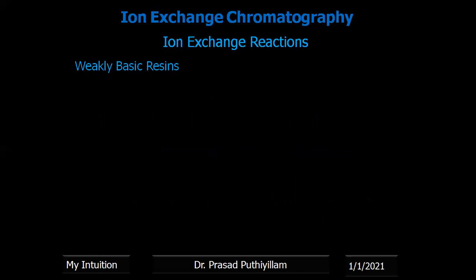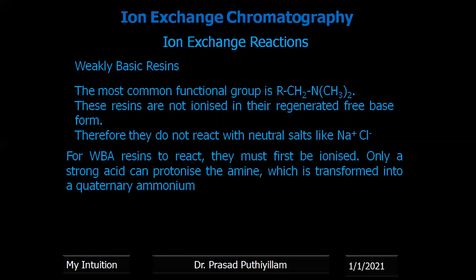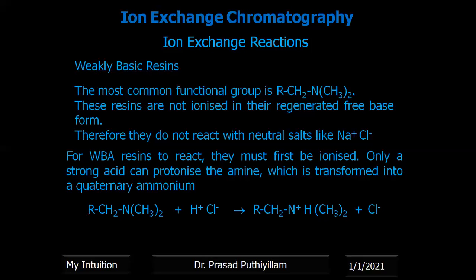Now, weakly basic resin. The most common functional group is the RCH2N(CH3)2 dimethylamine functional group, and these are not in ionized form in the regenerated free base form. Therefore, they do not react with neutral salts like Na+ and Cl-. For a weakly basic anion exchange resin to react, it must first be ionized. Only a strong acid can protonate the amine, transforming it into a quaternary ammonium form, that is RCH2N(CH3)2 + H+ Cl- gives RCH2N+H(CH3)2 Cl-.